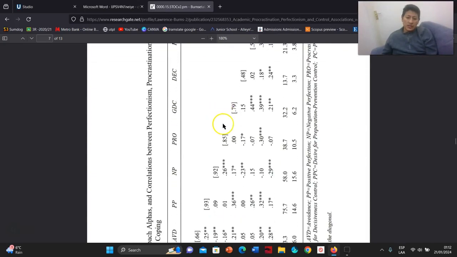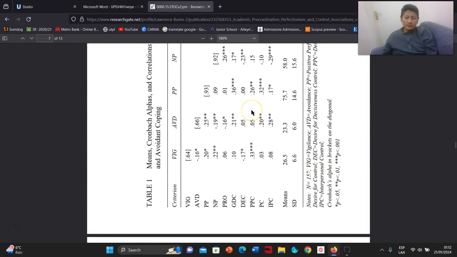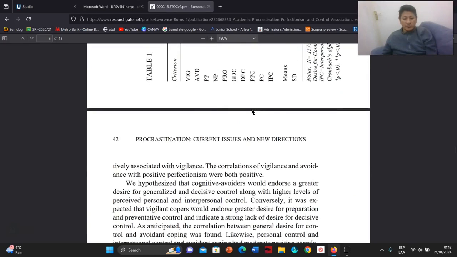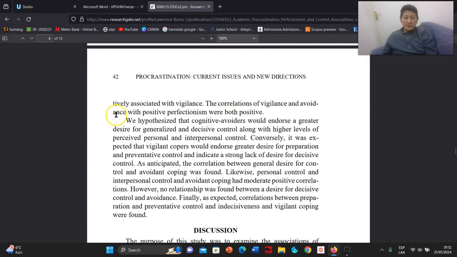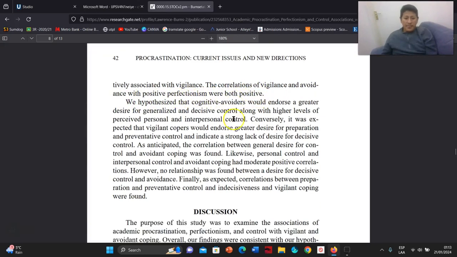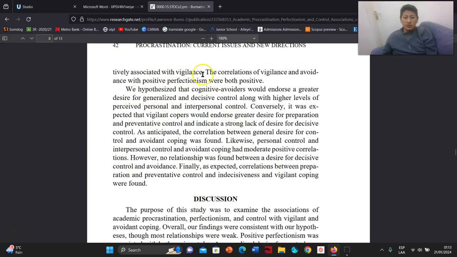As you notice, here is the table and the results of the answers from the collected data, from the interviews or methods. Here, if you notice, is the perception. You see, the authors noticed the correlations of vigilance and avoidance with positive perfectionism were both positive. This is the result, the answer, because he got results from the collected data and he said it's positive.